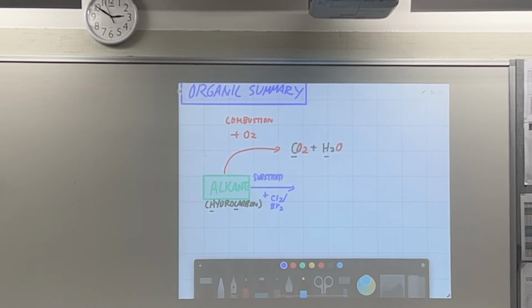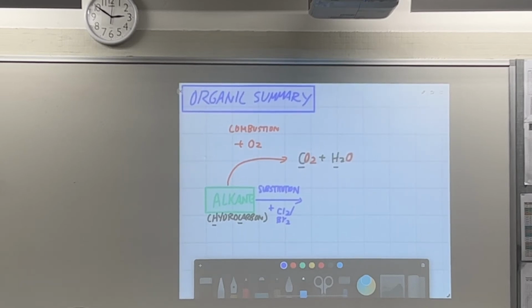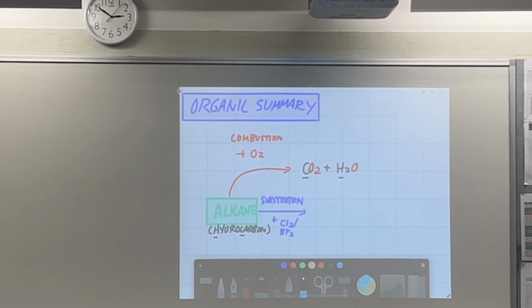Yeah, UV light is better than sunlight, because one part of sunlight is UV light. There's also visible light. But if you write sunlight, it's okay. You have to write down the condition. You need UV. Then you will form a mixture of haloalkanes, which are RX, and hydrogen halide, which is HX.